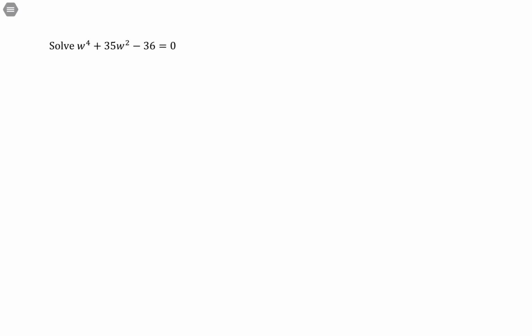Solve w to the fourth plus 35w squared minus 36 equals 0. So in order to solve this particular equation, the first thing we need to notice is that this is almost a quadratic, but not quite. However, if I made a substitution to say u equals w squared, then that would make the middle term linear.